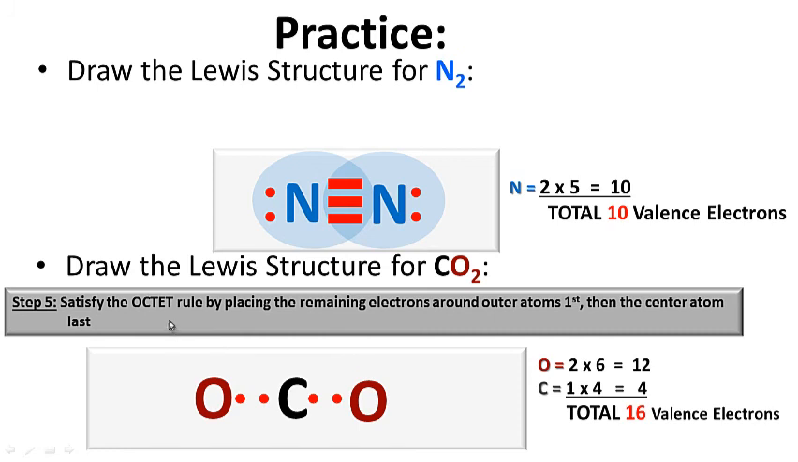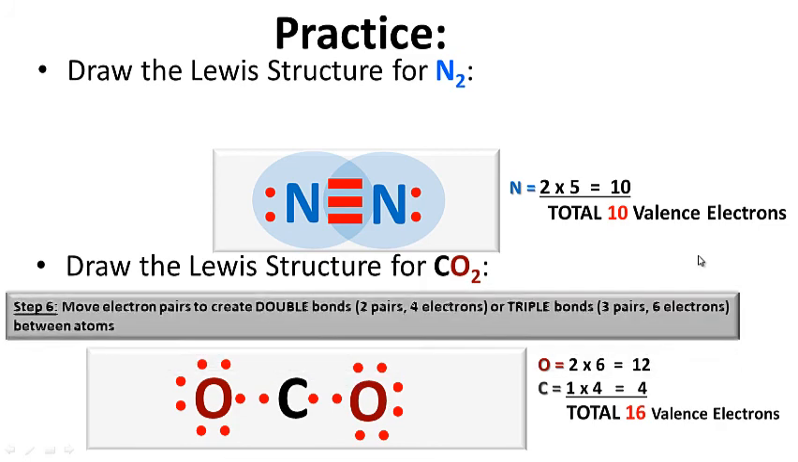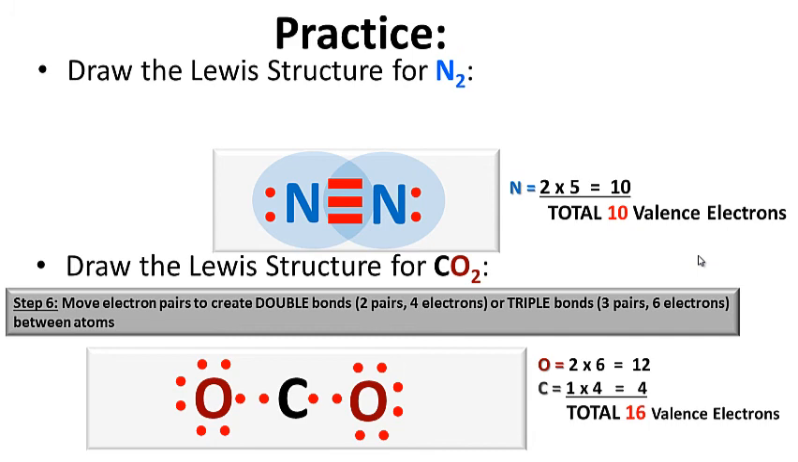Step 5. We've got to satisfy the octet rule now by using up our remaining electrons around the outer atoms first. So we've used up 4, so we need to start adding 12 electrons to the outer atoms. So 2, 4, 6, 8, 10, 12. So we're good there. We've used up all 16. Now let's see if we've satisfied the octet rule here. Oxygen has 8, we're good there. This oxygen has 8, we're good here, but this carbon only has 4. So we need to move on to step 6 and move electron pairs to create double bonds. So let's shuffle some electron pairs around here and move these to create some double bonds there.